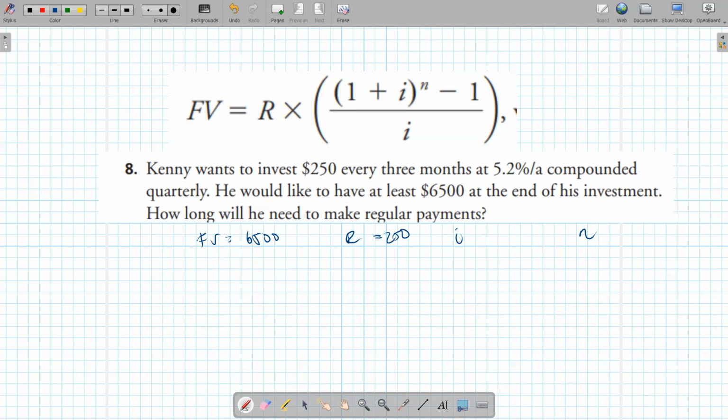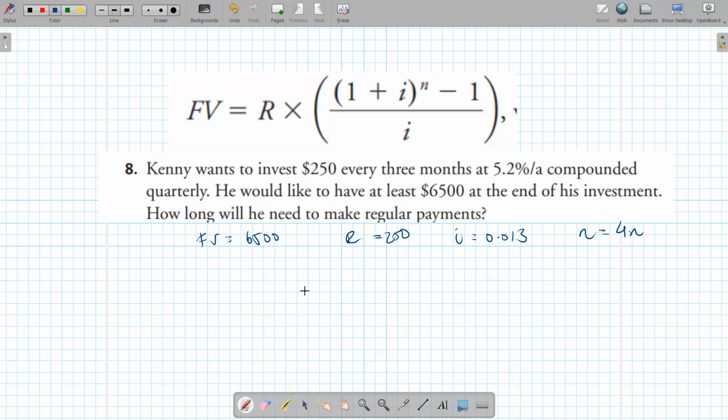I is 0.052 divided by 4. That's right, which is 0.013. And then N is unknown. N is the missing bit, which is 4n.